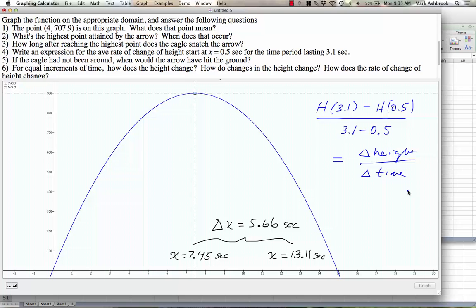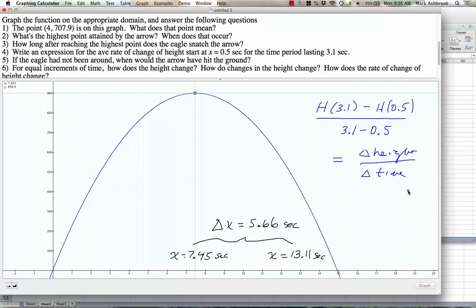So what about her change in height? Or let's do change in time first. What about the change in time? 3.1 minus 0.5. It'd be 3.6. Okay, he wants 3.6 minus 0.5. Question's a bit unclear about whether. No, it's not. It's not.